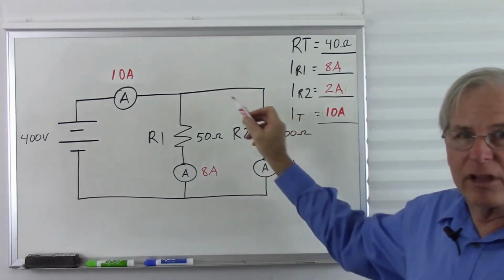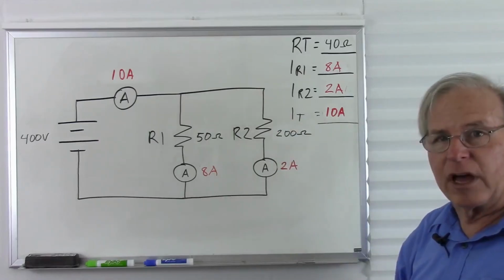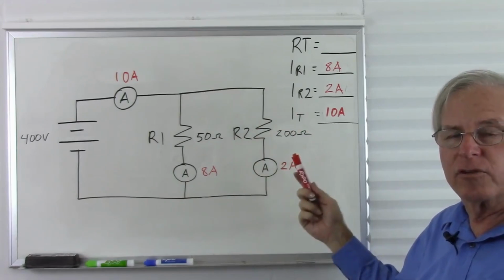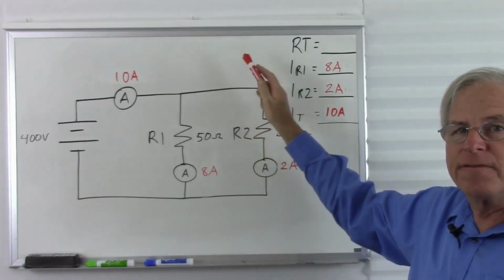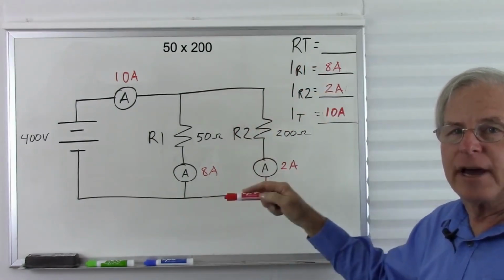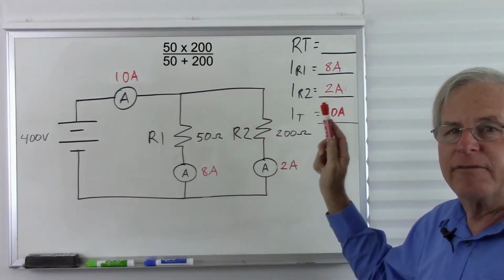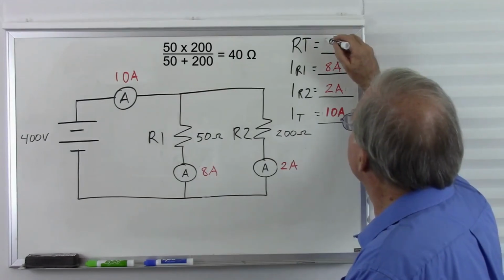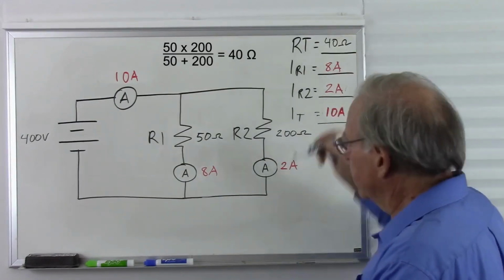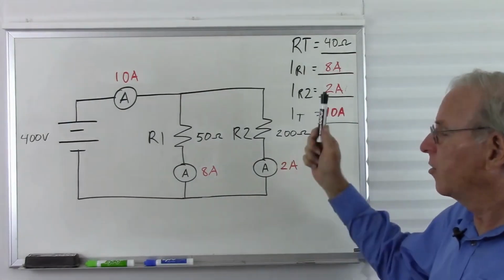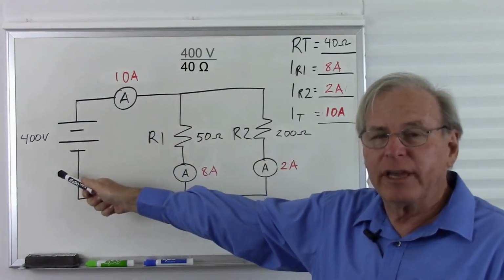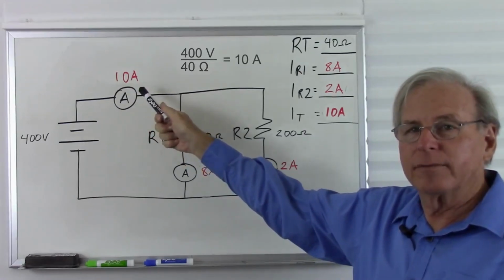Let's check this out to make sure everything balances out as expected. So we have 50 ohms and 200 ohms. What's the total resistance? That will be 50 times 200 divided by 50 plus 200, giving us a total of 40 ohms. So 40 ohms divided into 400 volts gives us 10 amps.